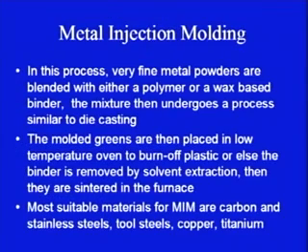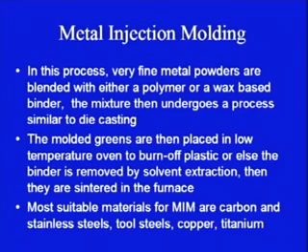So, metal injection molding, what is this process like? In this process, very fine metal powders are blended with either a polymer or a wax based binder. So, we are not going to use the metal powders as produced, but we are going to blend them with either a polymer or a wax based binder. The mixture then undergoes a process similar to die casting.